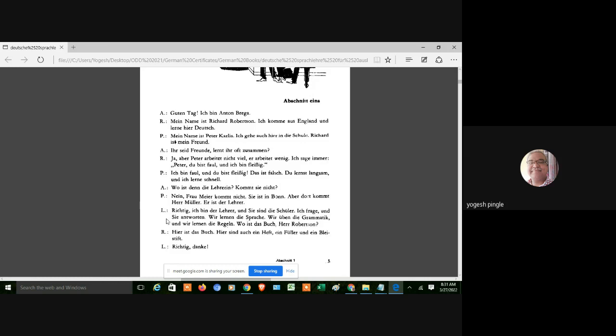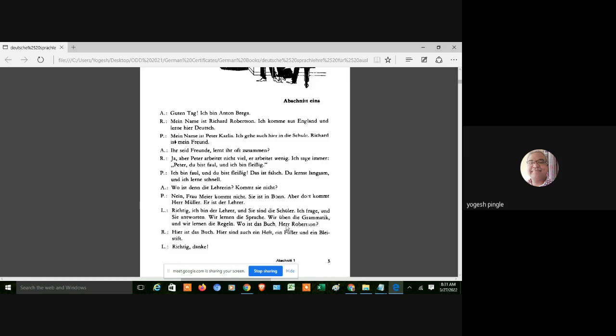Ich frage und die Antworten. Wir lernen die Sprache. We are learning the language. See, the language, Sprache, it is die Sprache. Wir üben die Grammatik und wir lernen die Regeln. Very important, very important. Wo ist das Buch? See, the book is neuter. Where is the book?